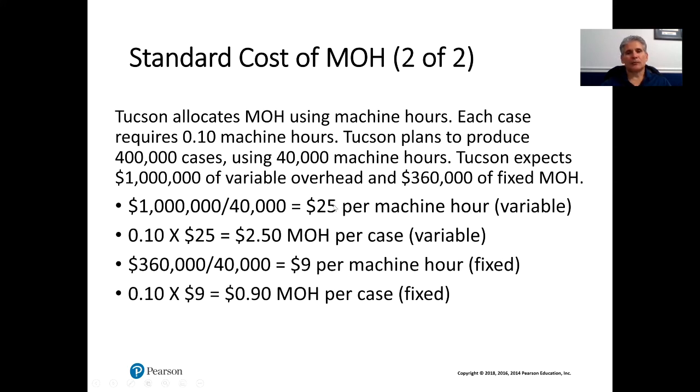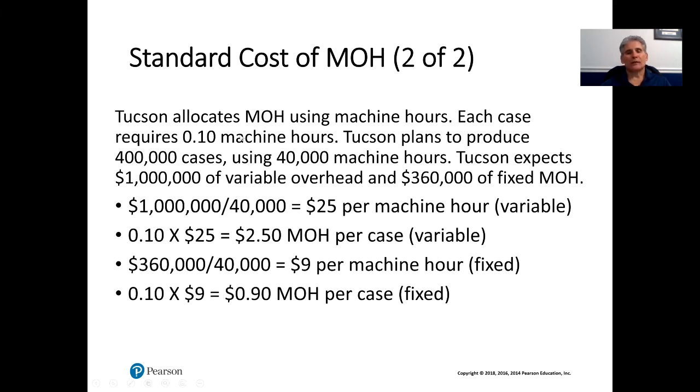We're going to take the $25 per machine hour and multiply it by 0.10 machine hours, and then we're going to come up with what each case costs. Remember, each case requires 0.10 machine hours. So 0.10 multiplied by $25 per machine hour gives us $2.50 MOH per case. Now we have our $2.50. Now we have the cost per case, right?